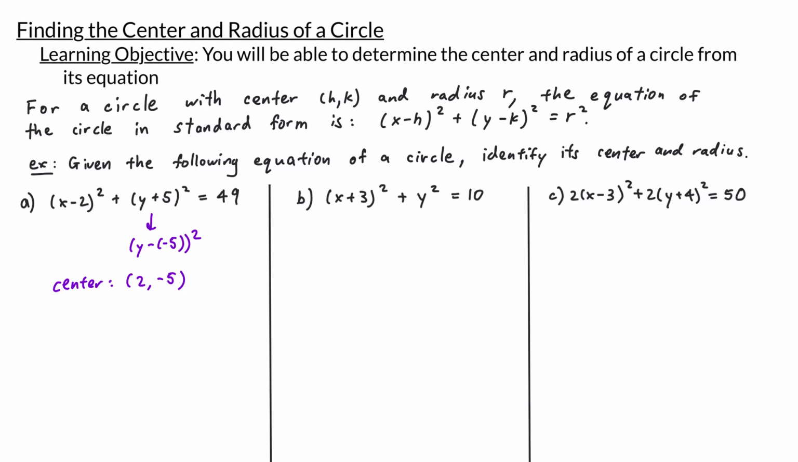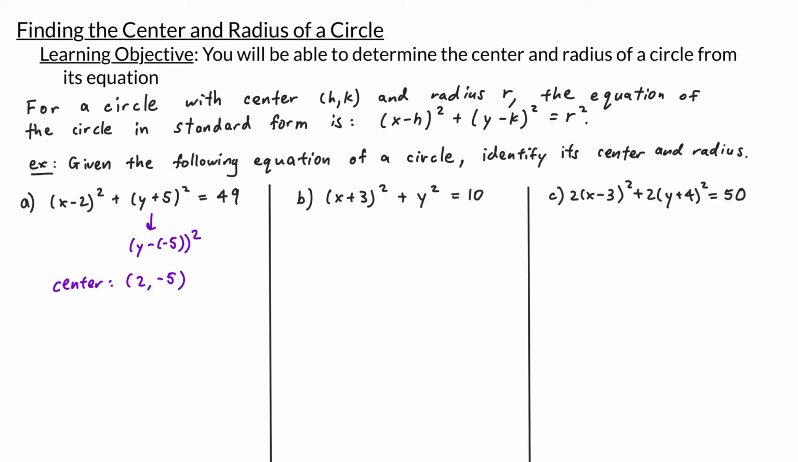This is consistent with what we had mentioned in the previous video. If you want to find the center for your circle, all you have to do is flip the signs of the numbers that are with your x and y. We had an x with a negative 2, and so the x-coordinate for the center is positive 2. We have a positive 5 with the y, and so the y-coordinate for the center is negative 5.